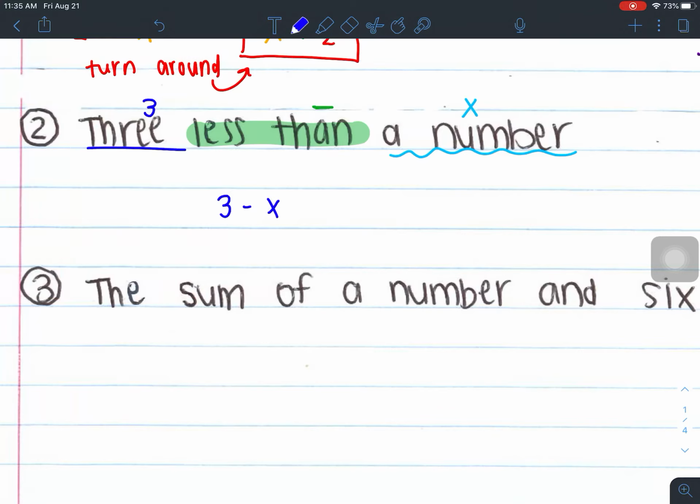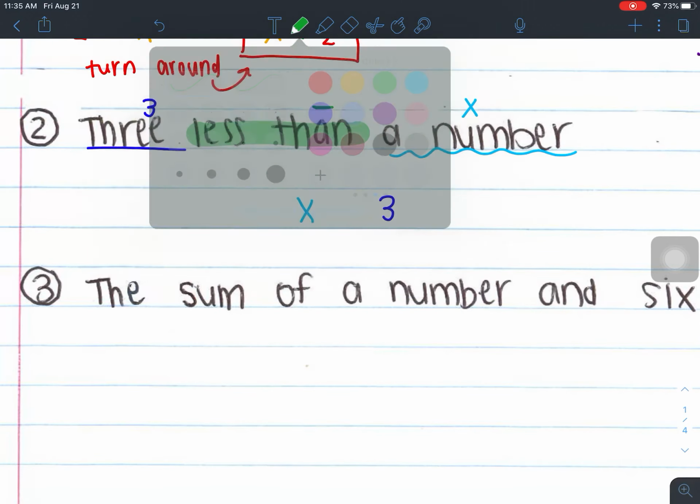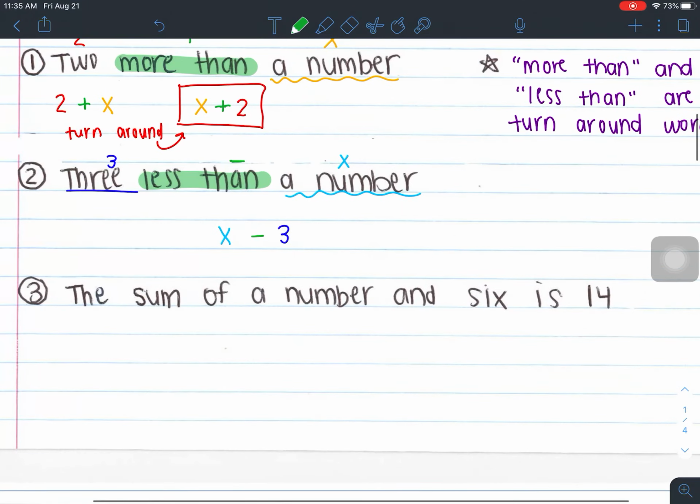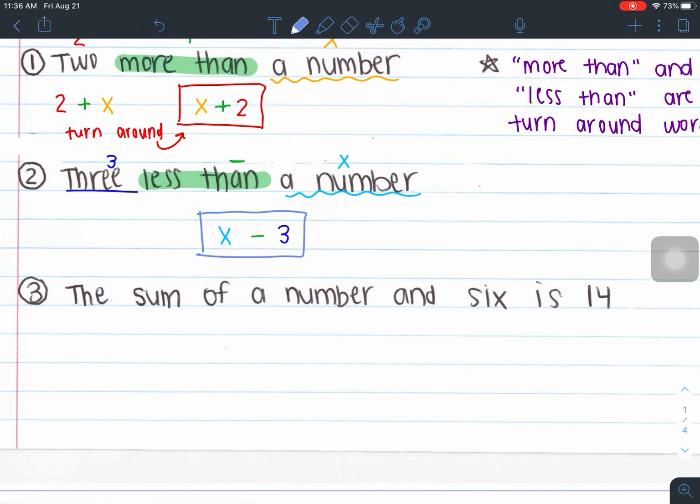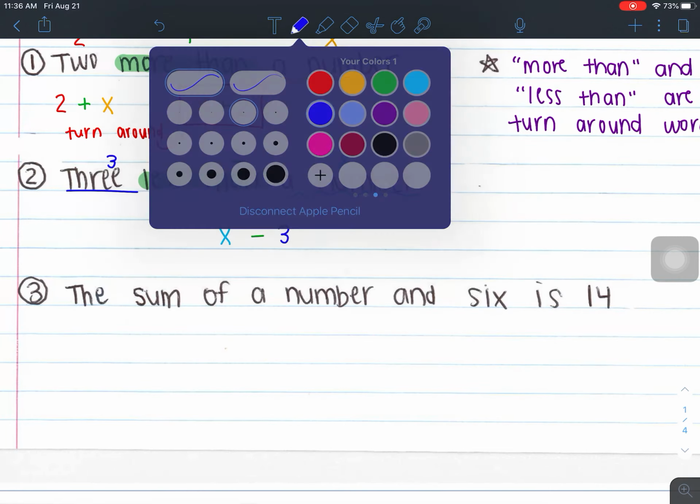Final answer, I'm done. But less than means I have a turnaround word, so I have to turn that 3 to the end. That means my x would actually come first, my 3 would come to the back end, and I would still have a minus sign in between them. So you want to be very, very careful with this one. Okay, so it'll be x minus 3.